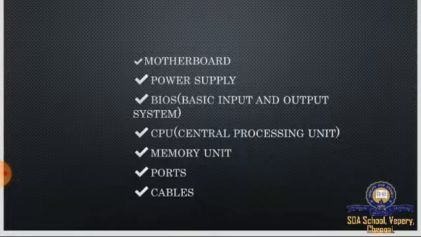Next is cable. It consists of two or more wires or optical fibers bound together. It deals with power and data sign interface. We learned about motherboard, power supply, BIOS, CPU, memory unit, ports and cable. These are the main parts that is used inside a computer.